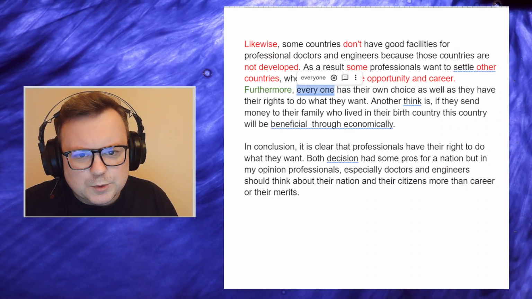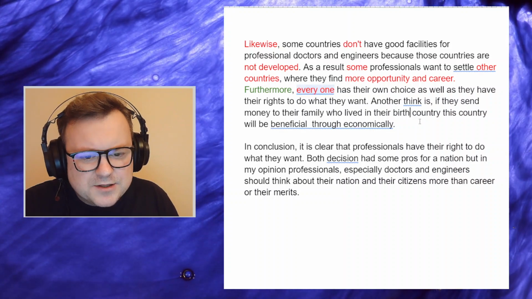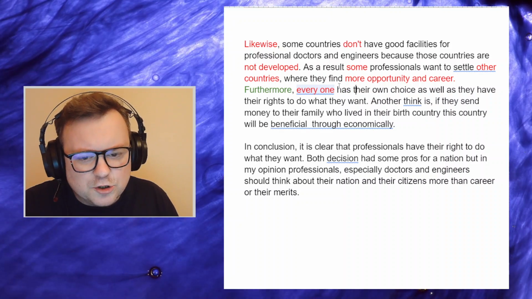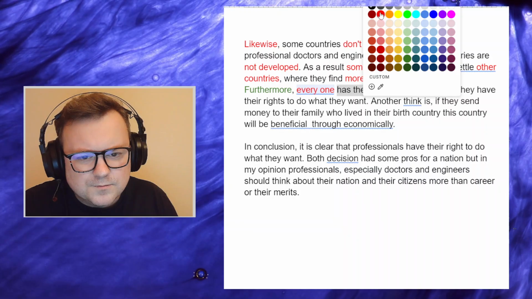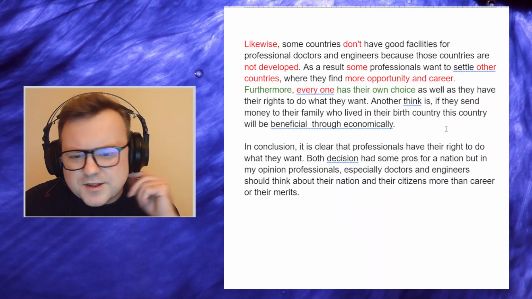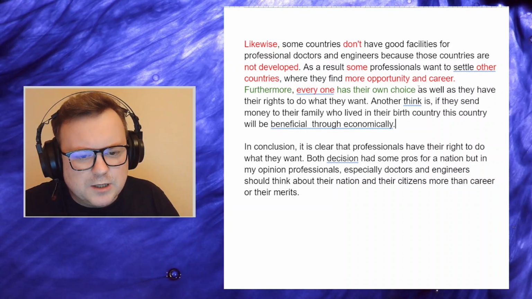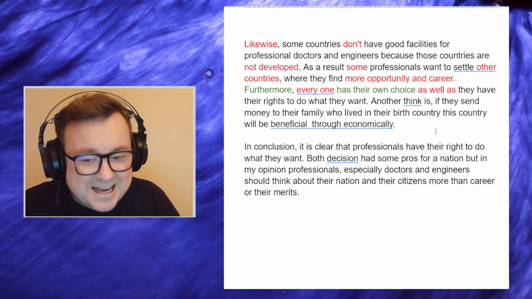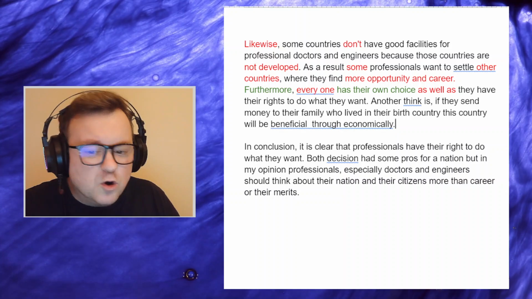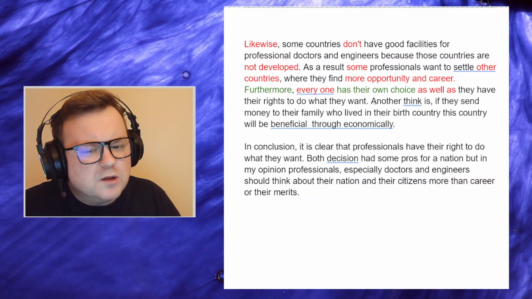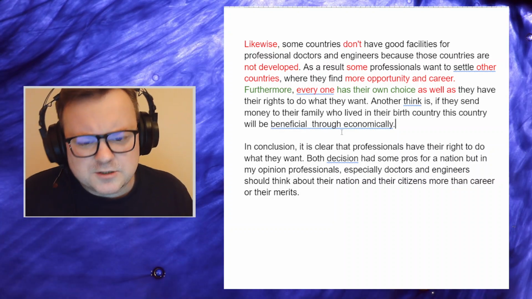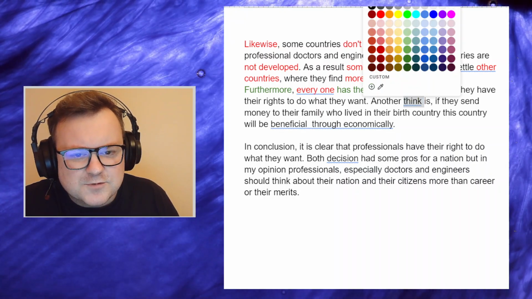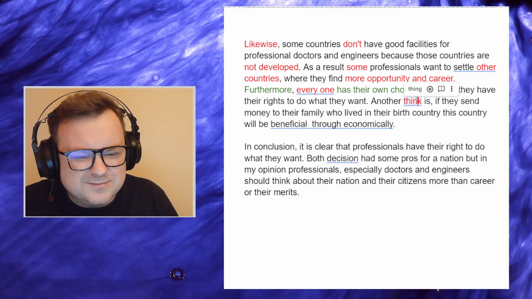Everyone should be one word. Everyone has their own choice. Cool, I like this use of their. And has, nice. Has their own choice. As well as they have their right. So this isn't how we use as well as. As well as having their rights, or as well as having the right to do what they want. Well, not everyone has the right to do what they want. That's just not true.